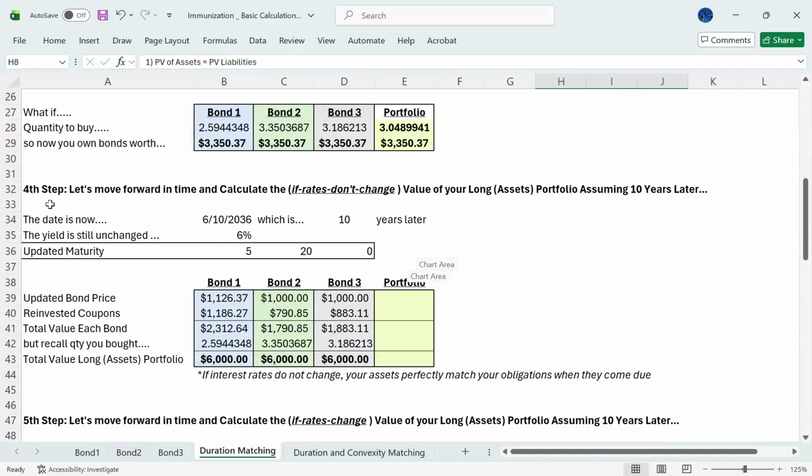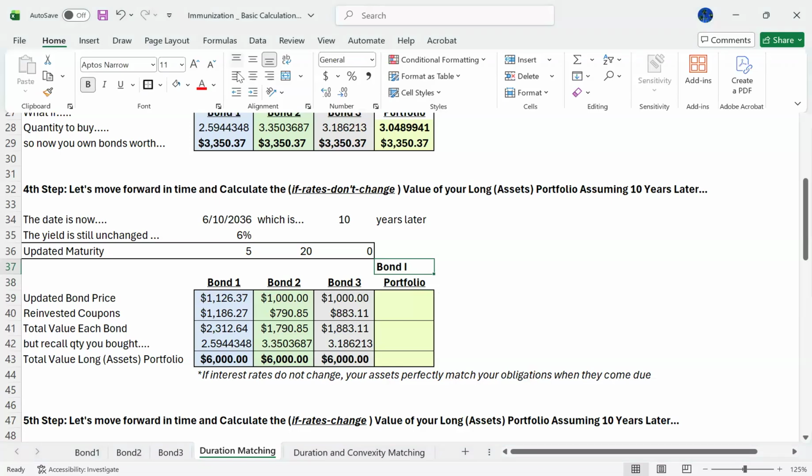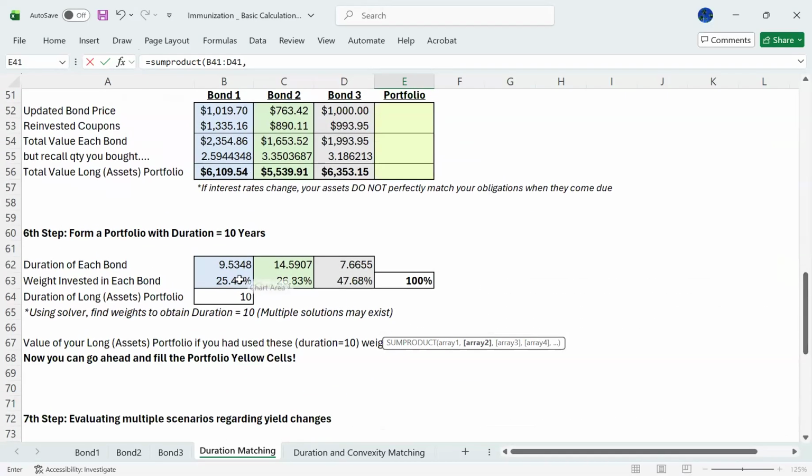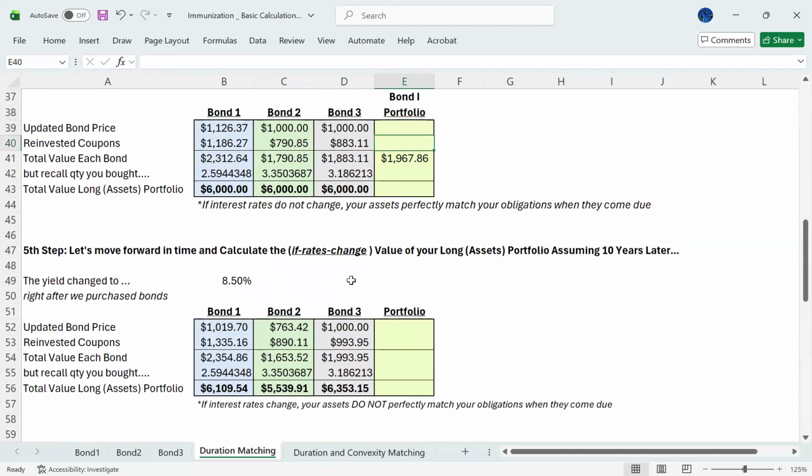Now let's move forward in time and evaluate this portfolio, but assuming that rates didn't change. I do not need to do these calculations because portfolio bond I is not a real bond, it's a portfolio. So I cannot calculate the value of the reinvestment coupons, or the updated value of the bond on its own. But what I do instead is some product of the value from each one of the three bonds and the weights I invested.